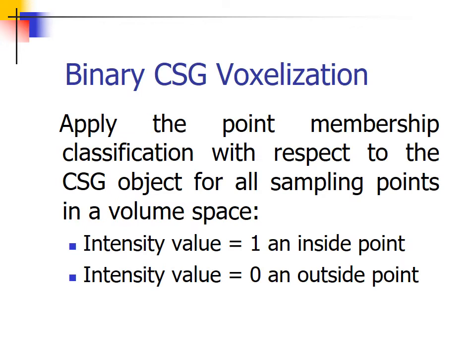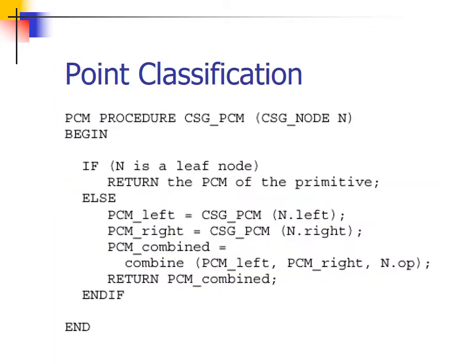The procedure of the binary voxelization for volume CSG extension is the following. We apply the point membership classification with respect to the CSG object for all sampling points in the volume space with a simple rule: intensity value is 1 for an inside point, and intensity value is 0 for an outside point. The algorithm of the point classification is presented on this slide.